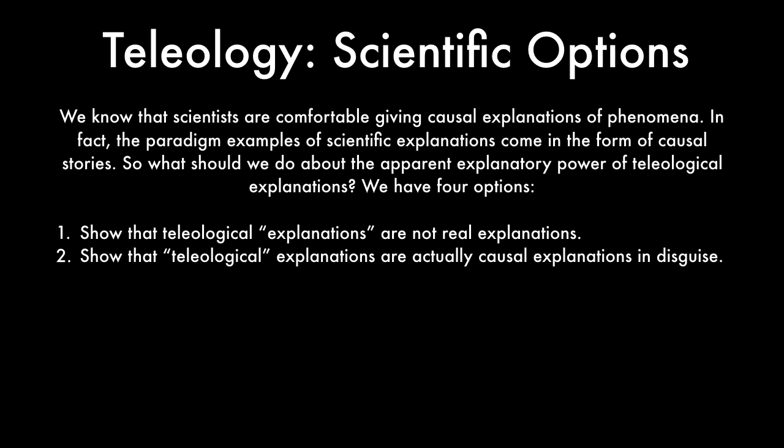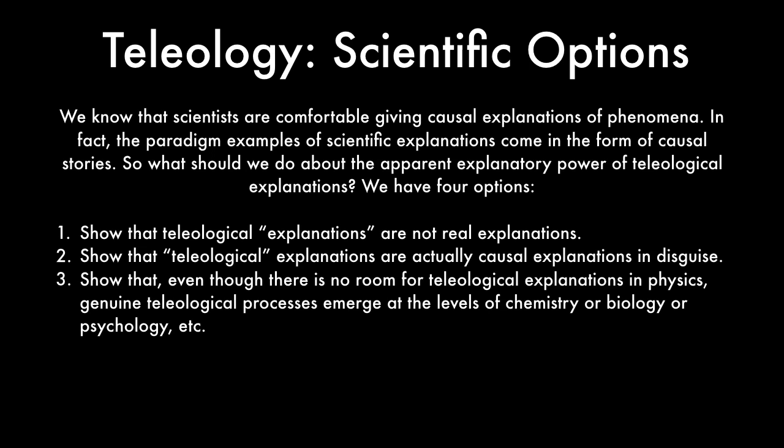So notice that the difference between 1 and 2 is that with 1, teleological explanations are being thrown out as not actually explanations. In 2, teleological explanations are being retained. What's being thrown out is the teleological part, but not because there was a teleological component to explanation and we're getting rid of it, but because we were wrong. Apparently, teleological explanations aren't actually teleological at all. They are merely causal explanations.